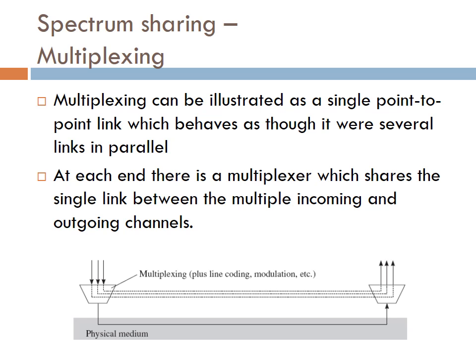Multiplexing can be illustrated as a single point-to-point link, which behaves as though it were several links in parallel. At each end there is a multiplexer which shares the single link between the multiple incoming and outgoing channels.